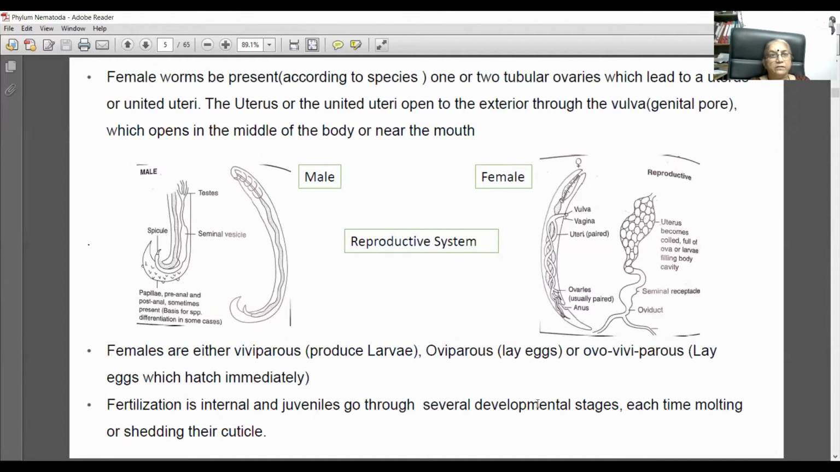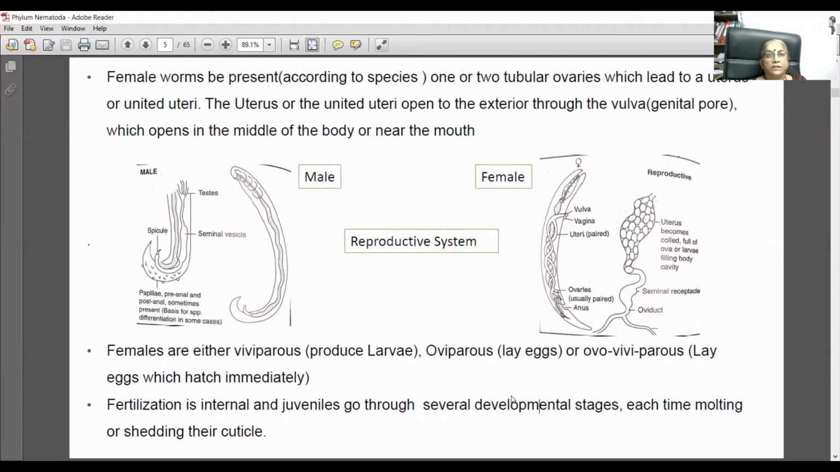In females, it depends upon the species. They may have one or two tubular ovaries. Now, these tubular ovaries lead to a united uteri. If two tubules are there, then they will unite and a single uteri is there.